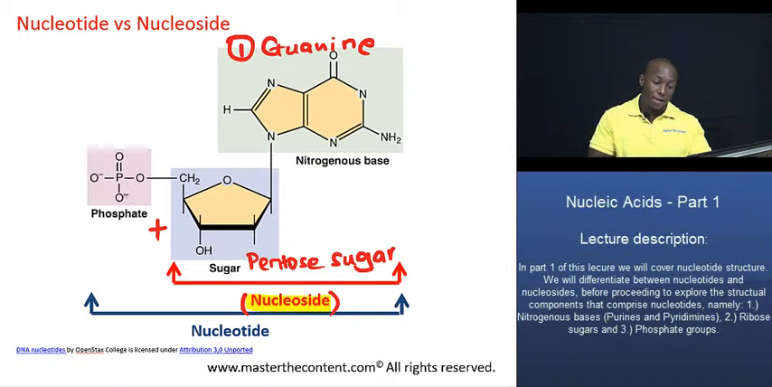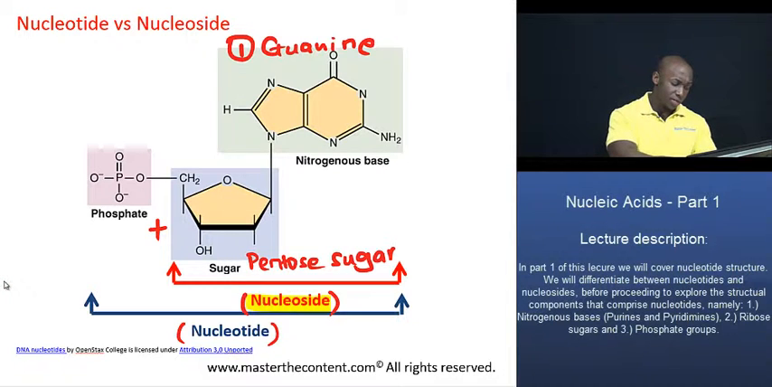Now, if we add a phosphate group to that structure right there, then we have what is referred to as a nucleotide. So that's a pretty neat, a pretty simple diagrammatic illustration that shows you the difference between a nucleoside and a nucleotide. So why are nucleotides actually important in biology? That's a question that you have to ask yourself.